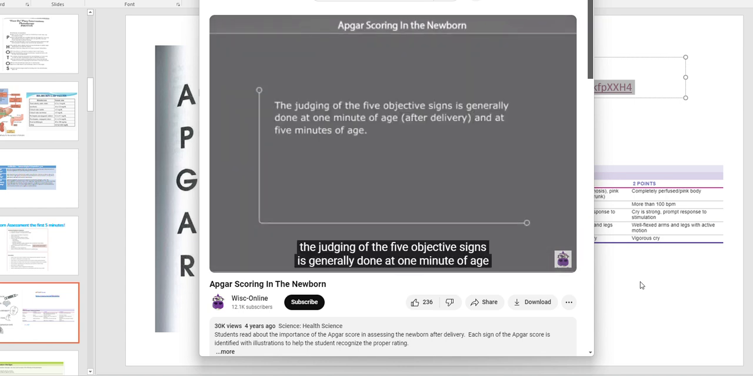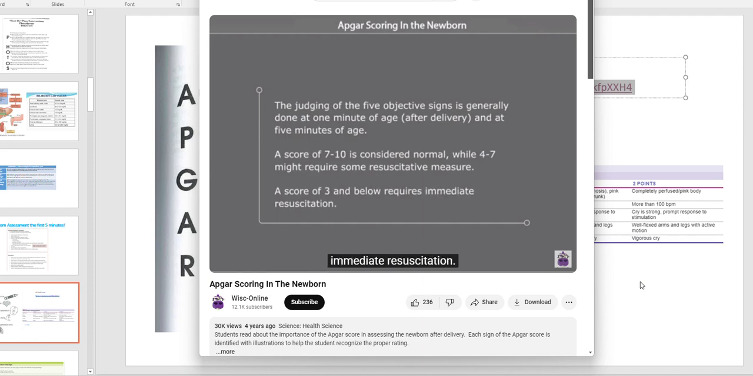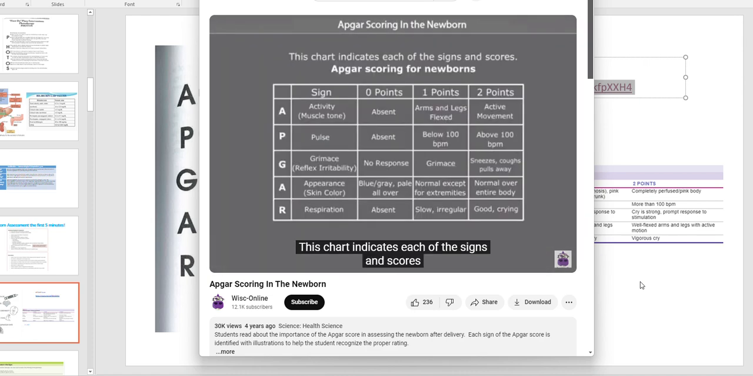The judging of the 5 objective signs is generally done at 1 minute of age after delivery and at 5 minutes of age. A score of 7 to 10 is considered normal, while 4 to 7 might require some resuscitative measures. A score of 3 and below requires immediate resuscitation. This chart indicates each of the signs and scores. APGAR scoring for newborns.